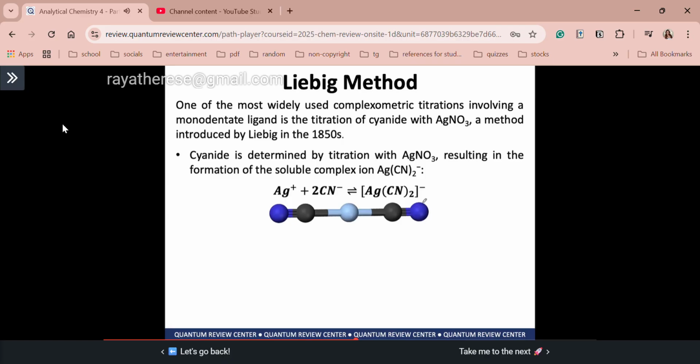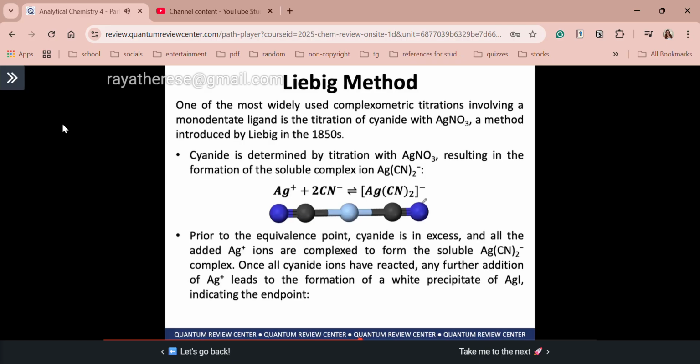Hindi ilalagay nila na this method is the Liebig method. No, do not expect na explicitly isi-state pa nila yung method and the problem. Once you see that the analyte is cyanide, the titrant is silver, Liebig method na yan. Okay? So sana ha, na-warn ko kayo enough guys. Now, paano malalaman ma'am kung tapos na ang titration? How do you know if it's endpoint?